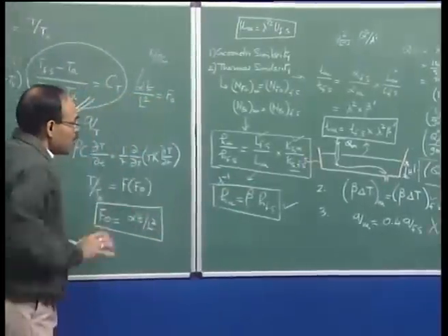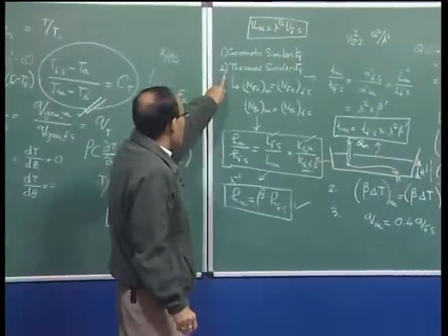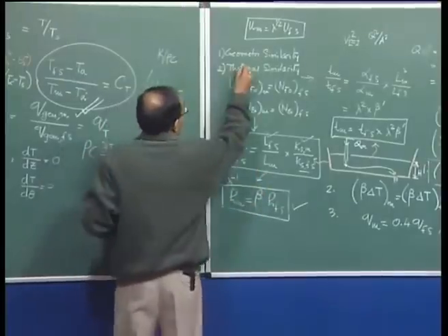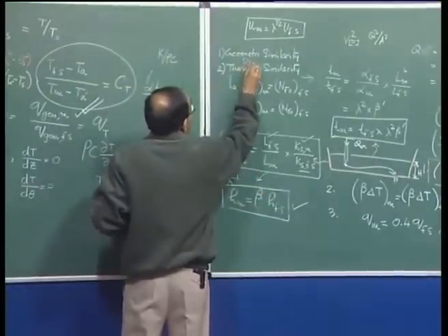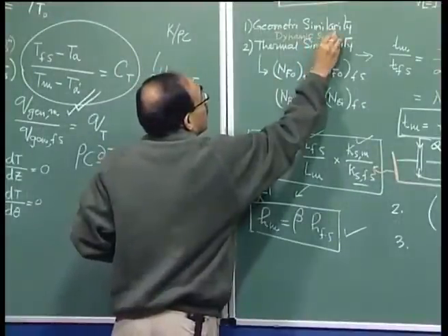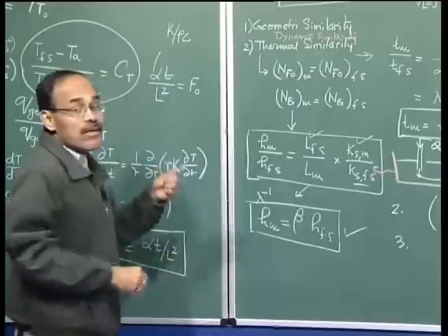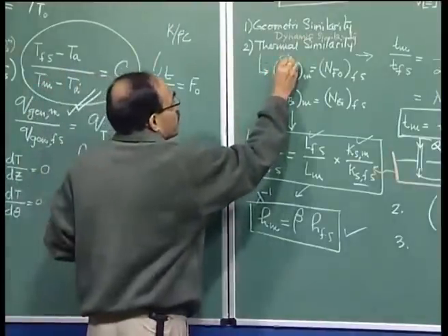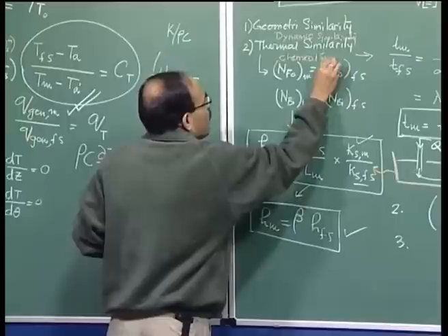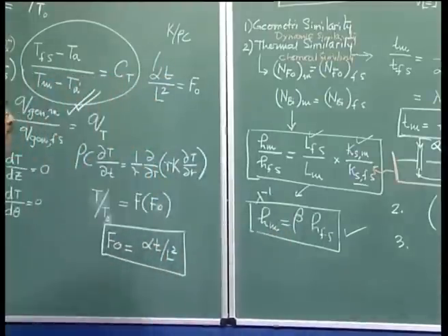Now, the last state of similarity that we talk about, in addition to geometric and thermal, and the dynamic similarity which you did not consider in this problem, and the last state of similarity is what is known as the chemical similarity. I have to briefly mention it before I conclude the discussion, particularly on the states of similarity.